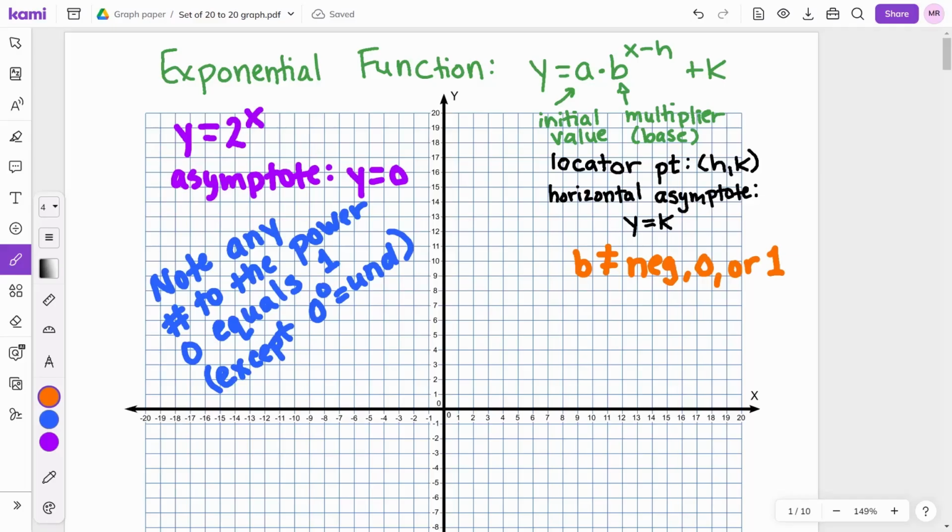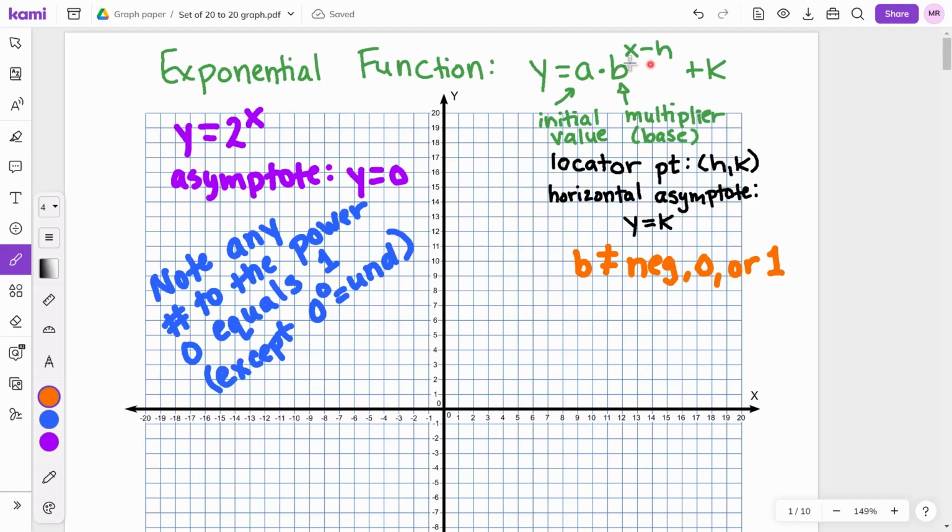So this video is on exponential functions. The general equation is y equals a, which is a stretch, but you can also think of it as the initial value, the starting value. Y-intercept, if the graph is not translated up, down, left, or right. The b is your base or your multiplier, which you're timesing by to a power.